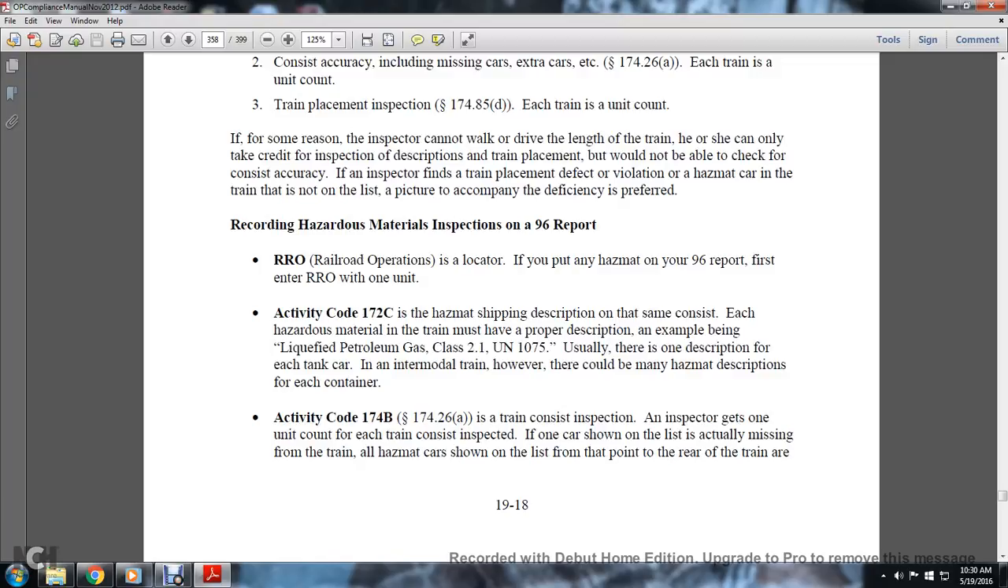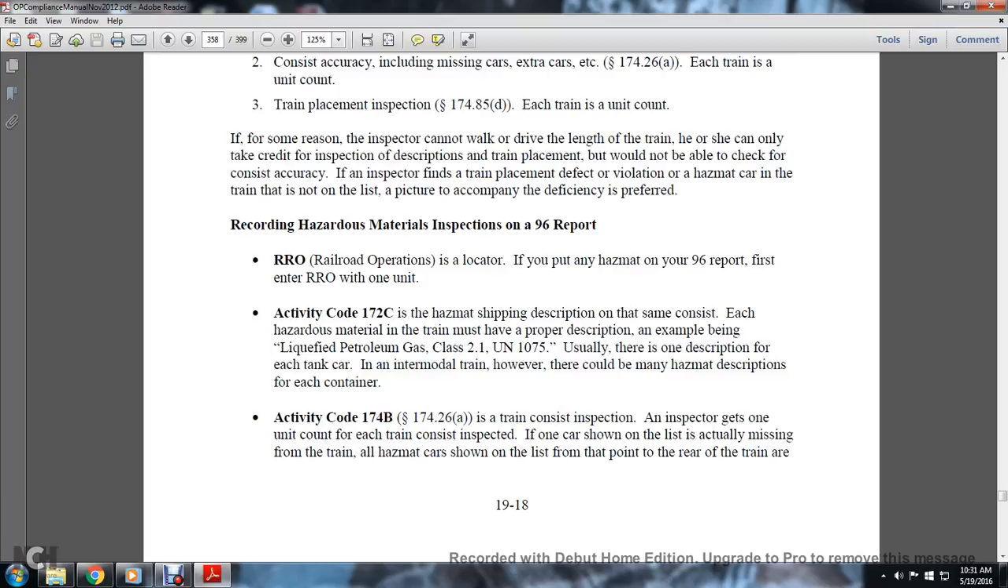Alright, recording hazard material inspection on the 96 report. Railroad operations, RRO, is the locator. If you put a hazmat on the 96 report, first enter the railroad operations with the one unit. Activity code 172 has the shipping description consistent with each of the hazardous materials and the train having the proper description.